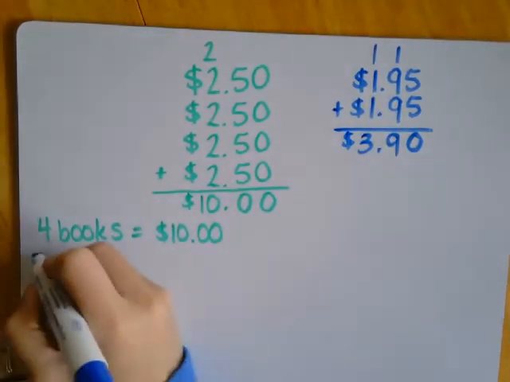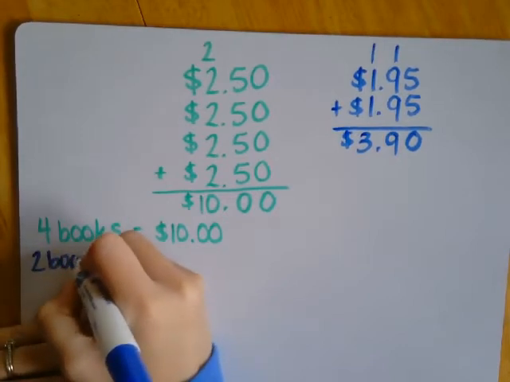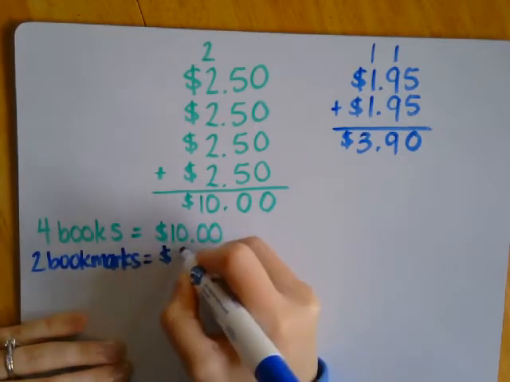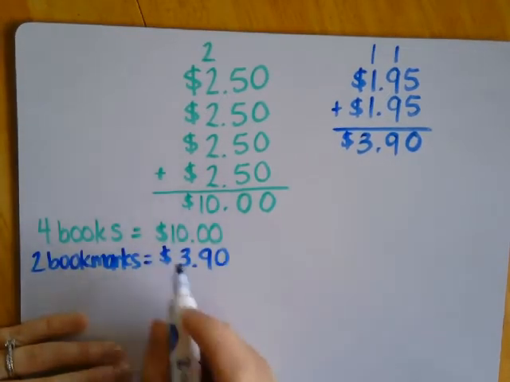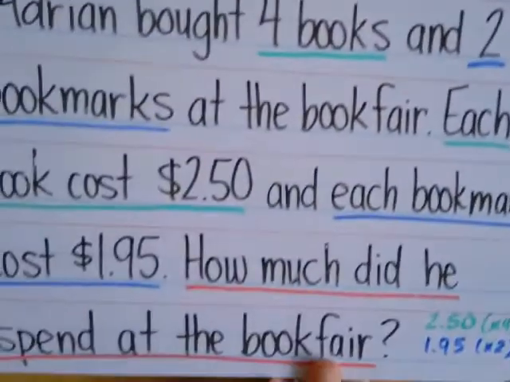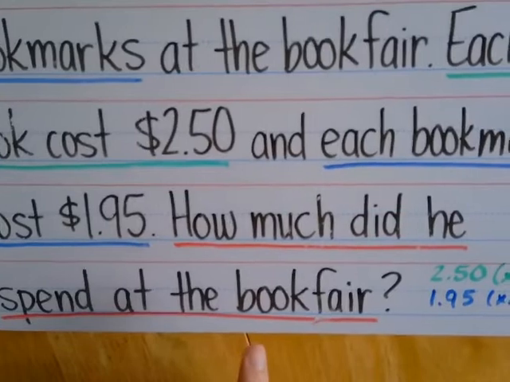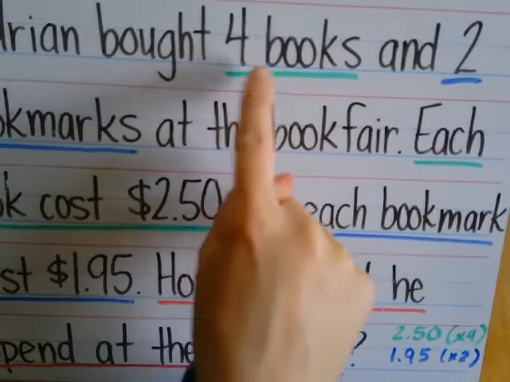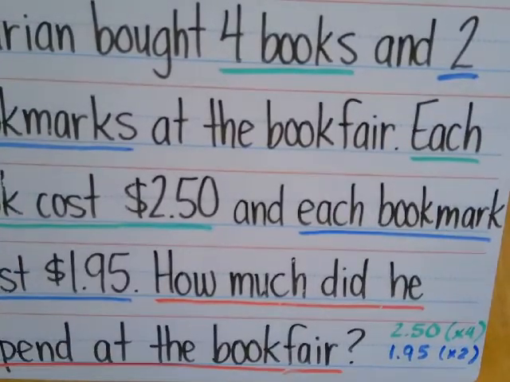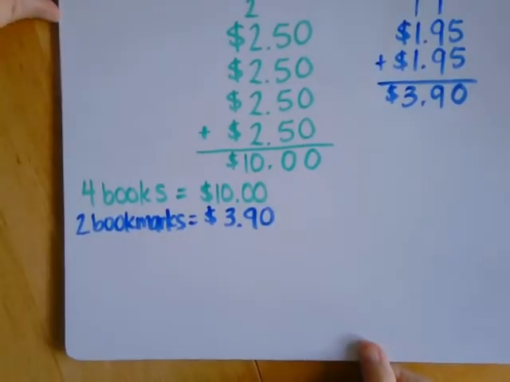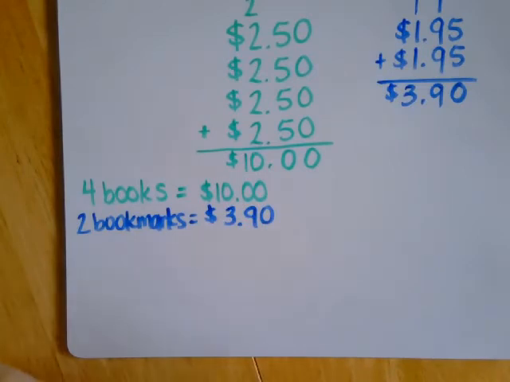So we got 2 bookmarks equals $3.90. All right, I set it up this way so I could easily add them together, because the original question asked how much did he spend at the book fair. So we know how much each of the parts that he bought cost. 4 books was $10. 2 bookmarks was $3.90. So now that I have each of those, I can add them up.